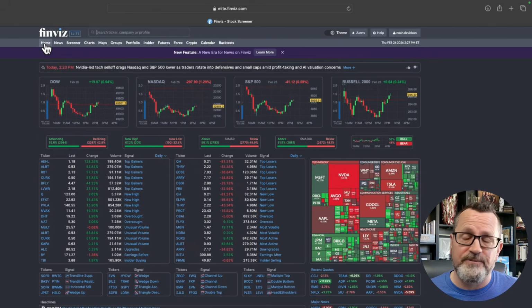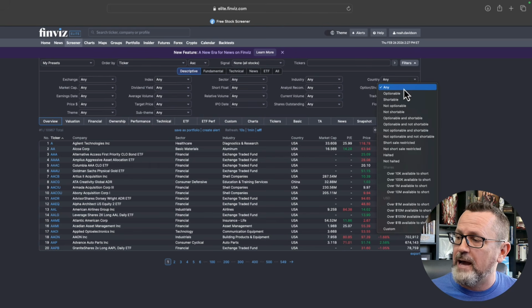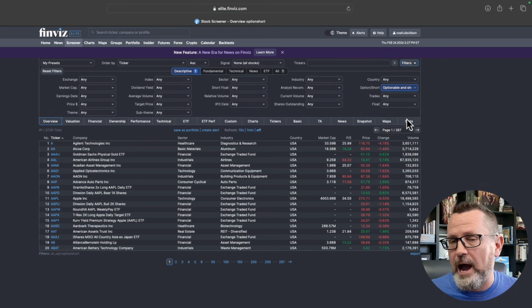When you log into the Finviz platform, the first thing you do is go straight to that screener button. Super easy. And I always start out with a handful of core filtering criteria that I use on just about every scan. I'll go into the option short tab here and I will choose optionable and shortable, just so that I have all choices on the table on how I can buy or sell the stock and options.